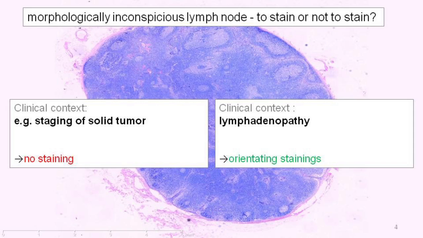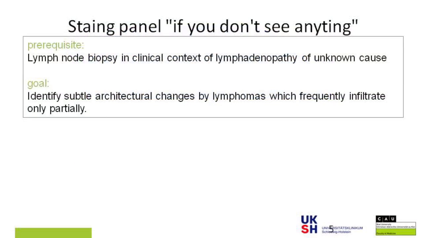I think if the clinical context is a solid tumor, where this is a staging biopsy, it's not necessary if the conventional histological picture looks normal. However, if the clinical context is a lymphadenopathy of unknown reason, I would always go for some stainings, a very few that I'm going to show you how I select them. So if I don't see anything in that case, what should I actually stain?